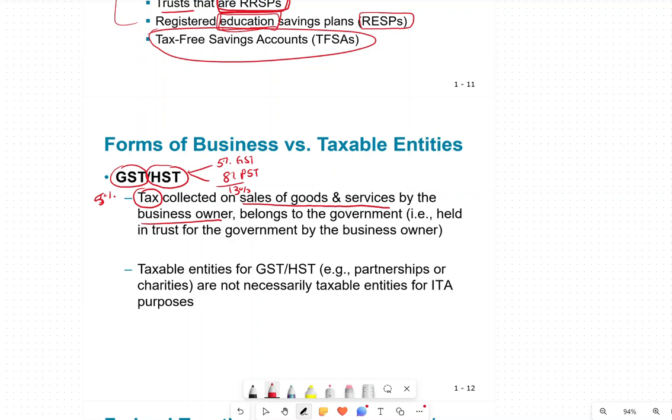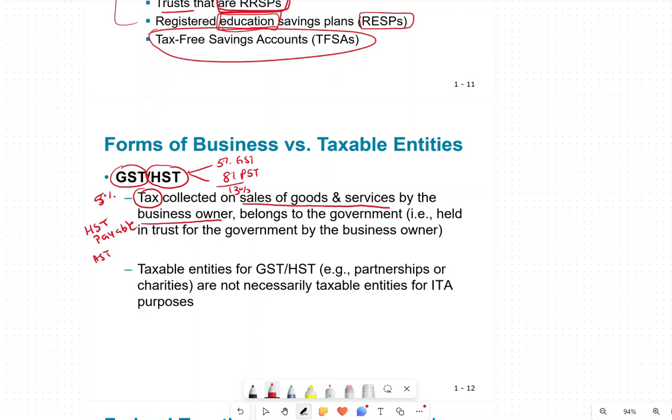If you have done Sage 50 or Sage 300 or even QuickBooks, we have an HST payable and HST recoverable. When you collect it, we call it HST payable. And then when you recover, HST recoverable is on your expenses. That's what you are. So you're going to recover that money.